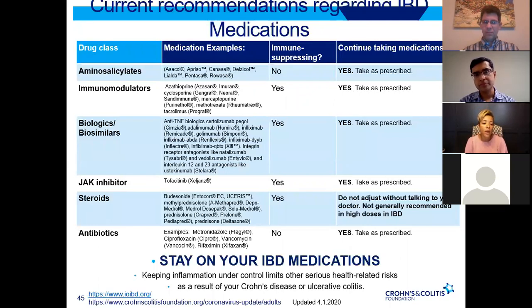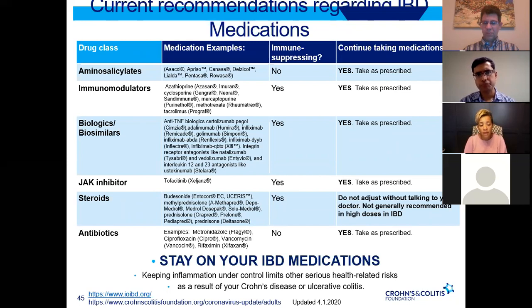Dr. Young went over the medications that we typically use for inflammatory bowel disease, so I won't belabor the point. The bottom line in this slide is that the main overlying recommendation from our expert consensus, as well as all of your physicians or the majority of your physicians, is that you should continue taking your medications as prescribed. Do not stop your medications.